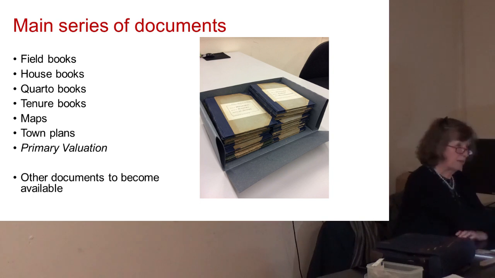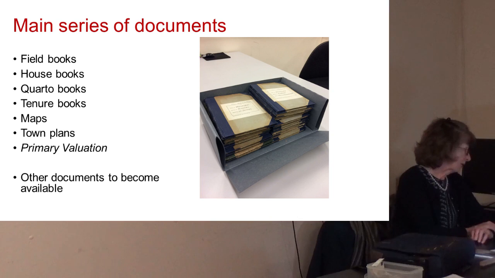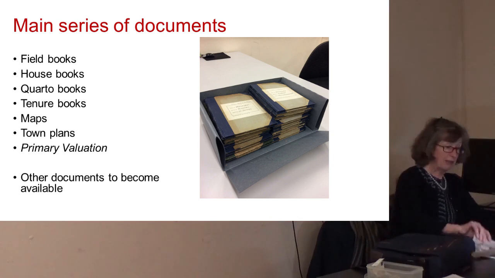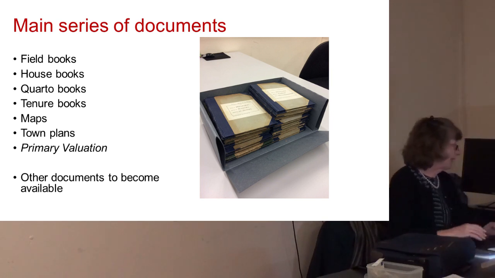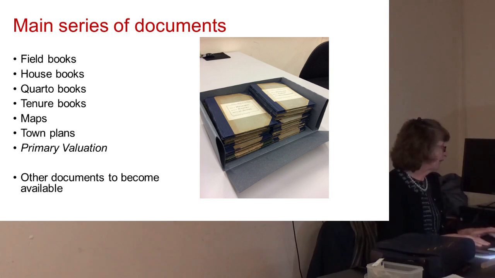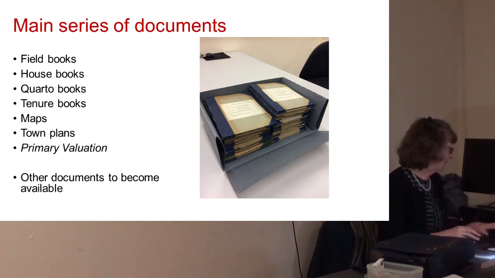This is a photograph. I'm sure many of you will have seen these documents. This is just a random box of field books from Waterford. You can see they're about that size, and they vary in thickness. Oh, it's from Wexford actually. But the main series of documents are field books, house books, Quarto books, tenure books, maps, town plans, and the primary valuation, which is the Griffith valuation.